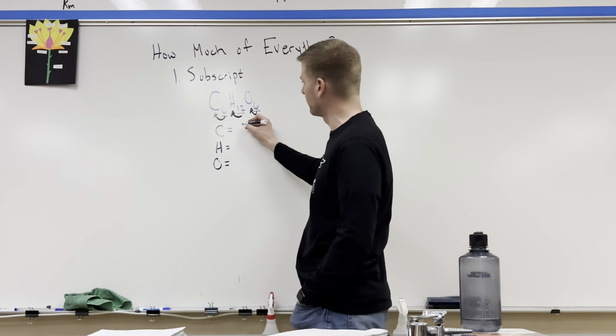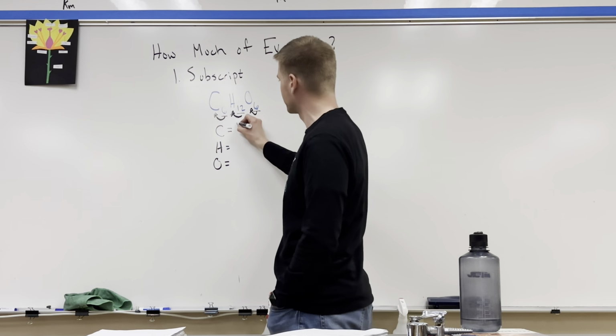Now we have to determine how many atoms of each element are there. For the carbon, we know that there's 6. For the hydrogen, we know that there's 12. The oxygen, we know that there's 6. So in one molecule of glucose, we have 6 carbons, 12 hydrogens, 6 oxygens. If we only have 4 carbons, it's no longer glucose, it's a different molecule.